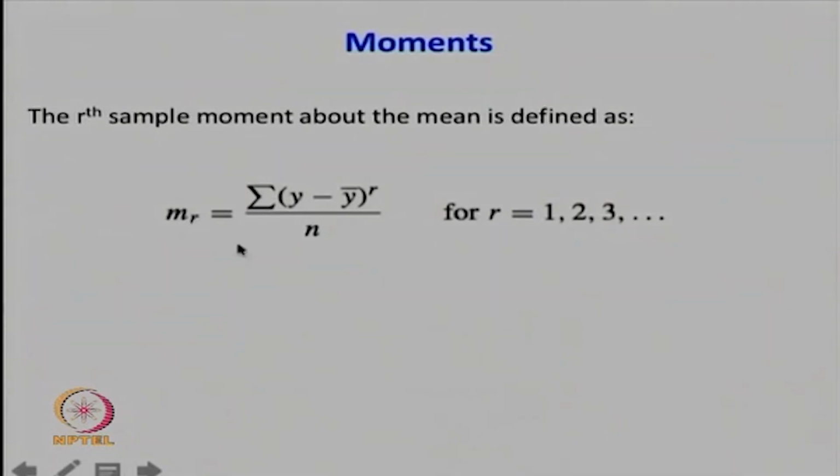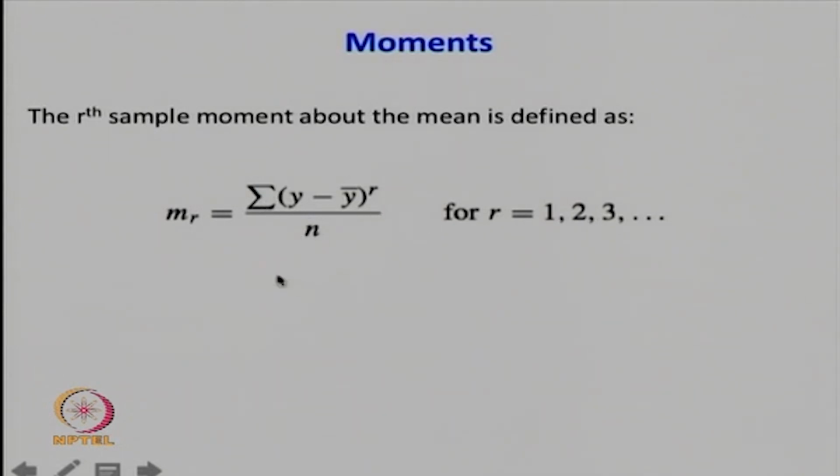What about the second moment about the mean? If n is reasonably large, m2 is nothing but summation y minus y bar whole square by n, and you can clearly see that this is very close to our definition of the variance. As opposed to dividing by n minus 1, we have divided by n, but for n large, m2 is nothing but the sample variance. Again, we can use it for calculating higher moments, like the third moment about the mean, summation y minus y bar whole to the power 3 by n.